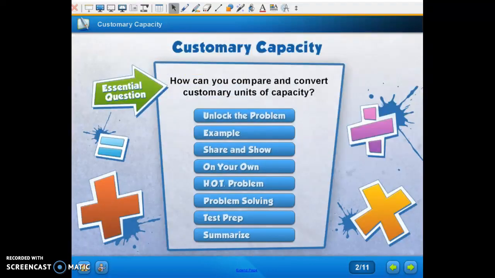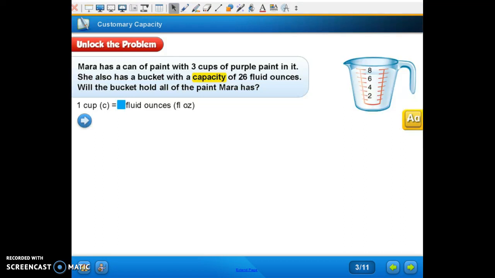Our essential question is, how can you compare and convert customary units of capacities? Mara has a can of paint with 3 cups of purple paint in it. She also has a bucket with a capacity of 26 fluid ounces. Will the bucket hold all the paint Mara has?